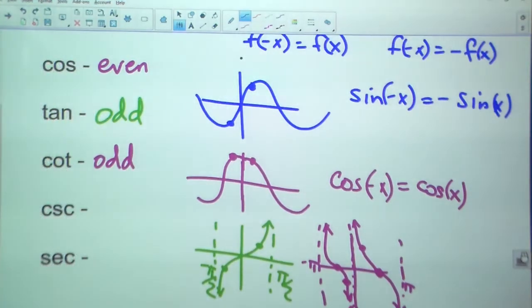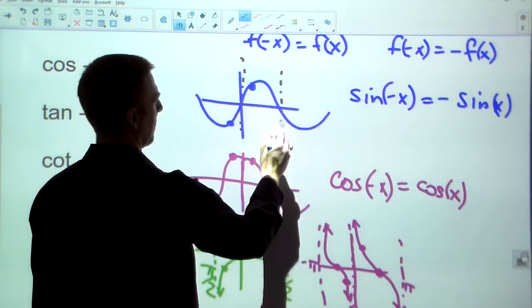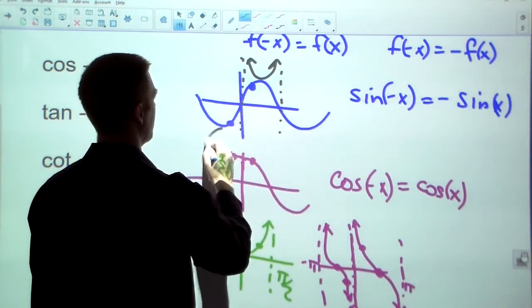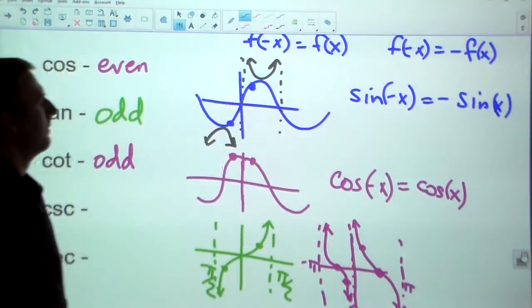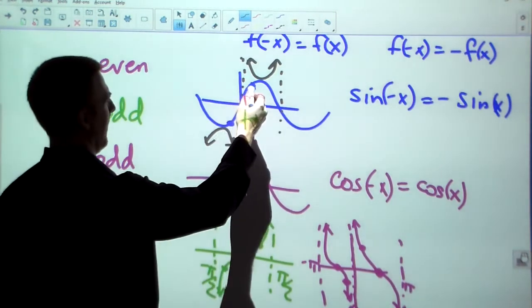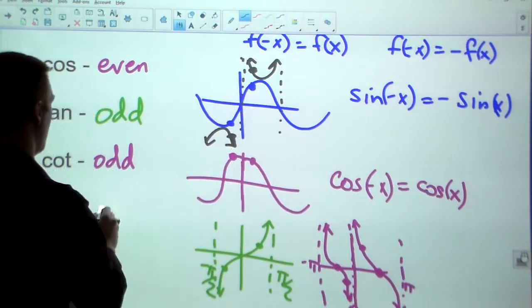For cosecant, we're just going to go back to the sine graph, and we're going to have an asymptote anywhere the sine was 0, and it's going to have these sort of parabola-ish shapes. And really, it's going to follow the same logic as sine. Anywhere that you pick any x, see what you get. You pick the opposite x, you get the opposite y, so that's also going to be odd.